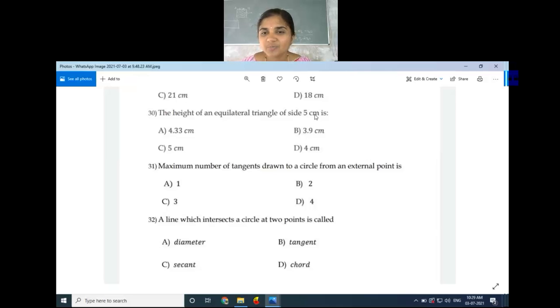Yes. Sumit is telling that 4.33. I need the explanation from you, Sumit. How you got 4.33? Question number 30. 4.33. How you got 4.33?